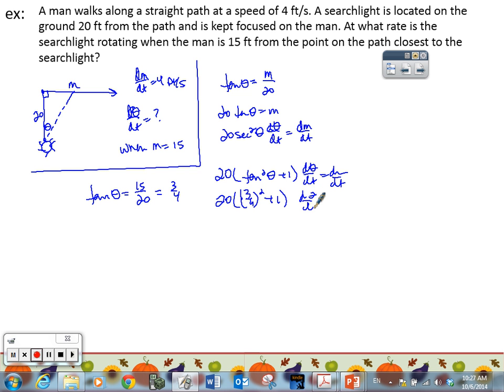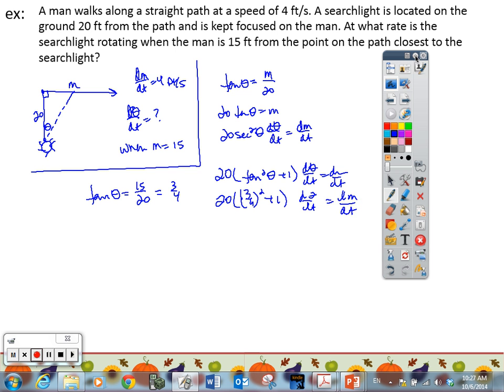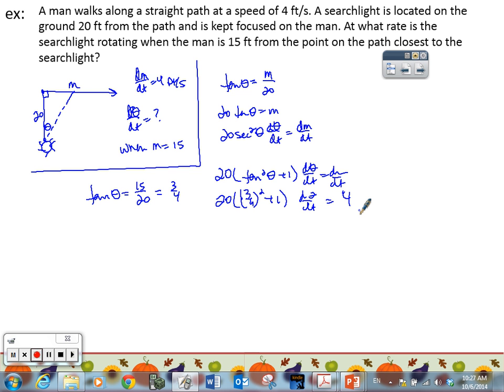d theta dt equals dm dt. Oh, yeah, we need to put the 4 in. Okay, so we know what dm dt is. It's 4. So now all we have left to do is solve for d theta dt, which is just arithmetic from here on. So we have 20 times 9/16 plus 1.